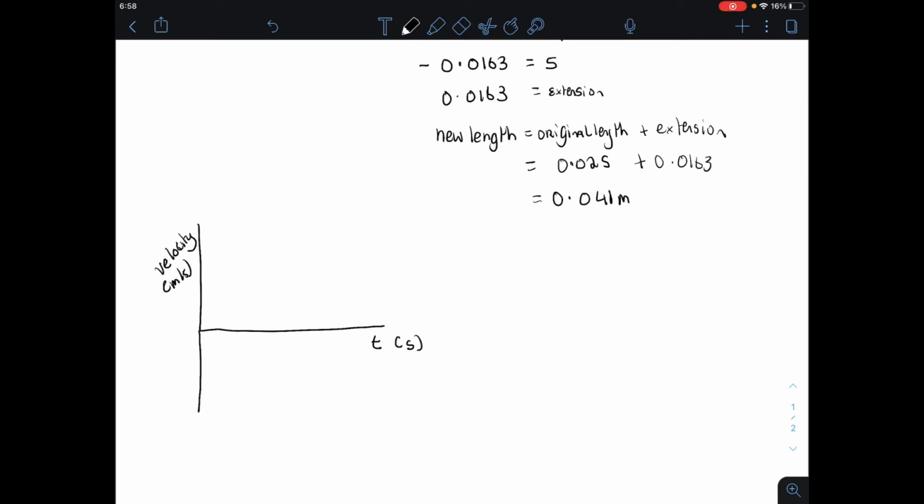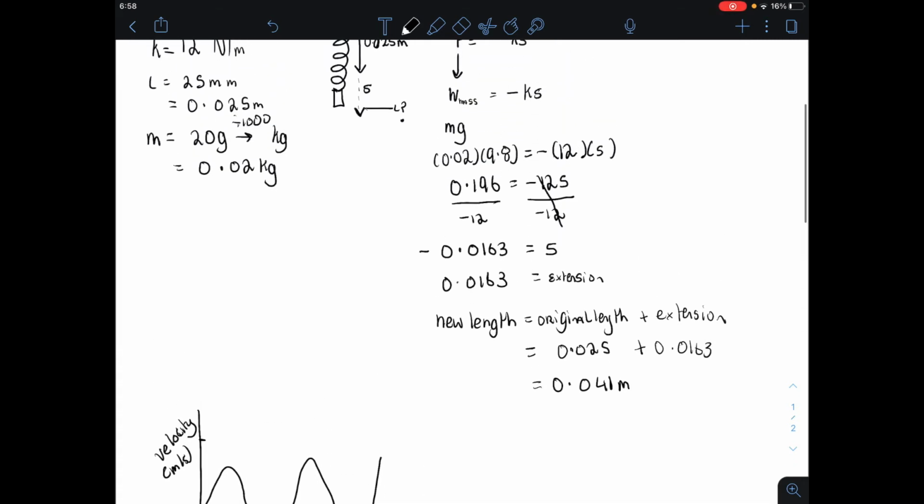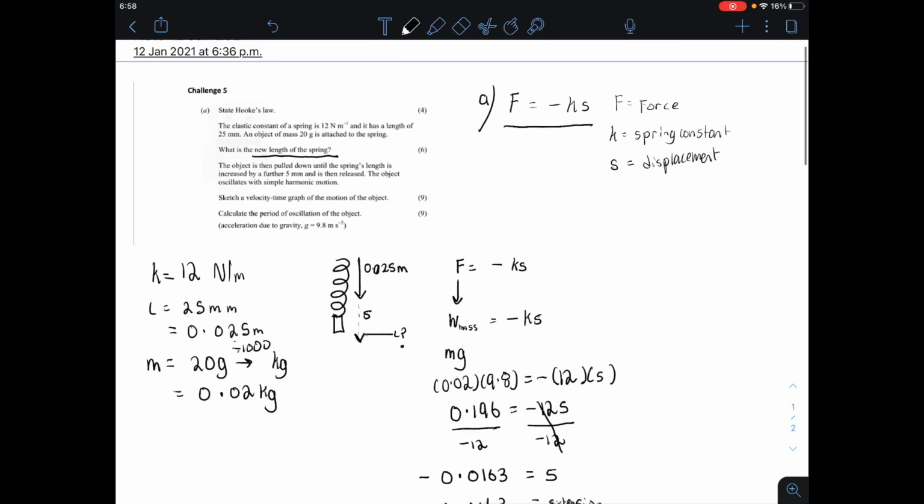At a time of 0, we have no velocity, so our graph starts at 0, 0. This forms a sine curve with a repetitive motion. Okay, let's look at the next question.